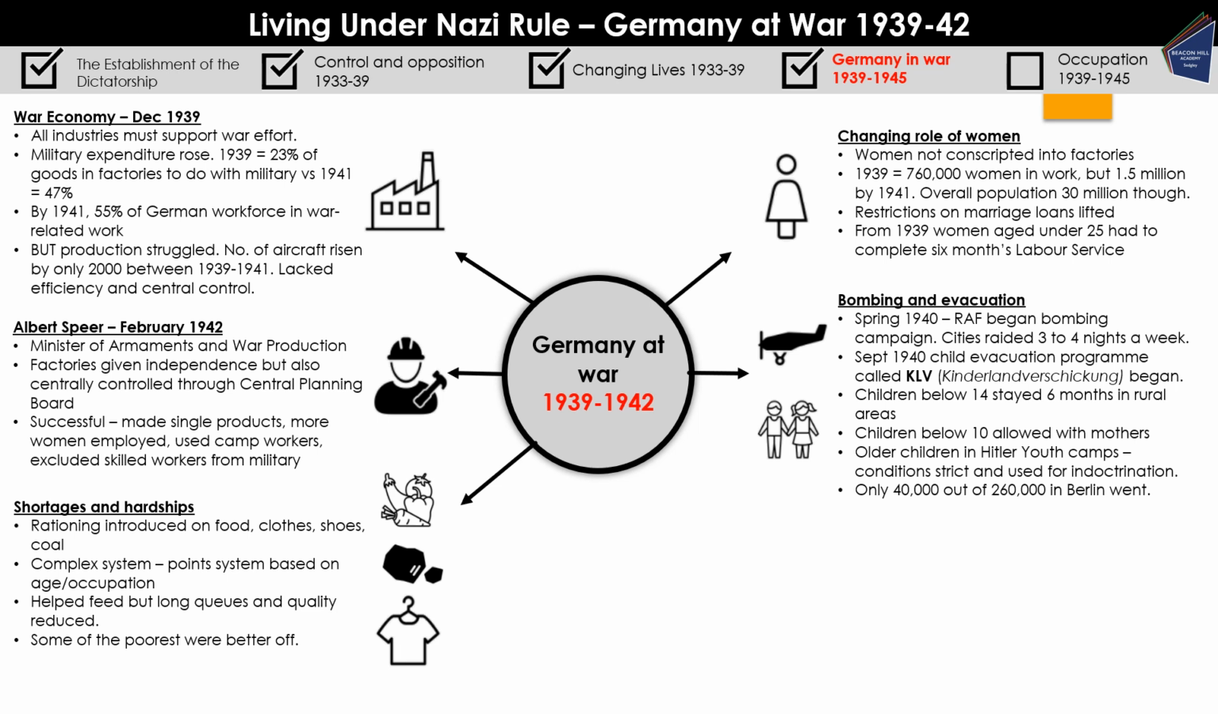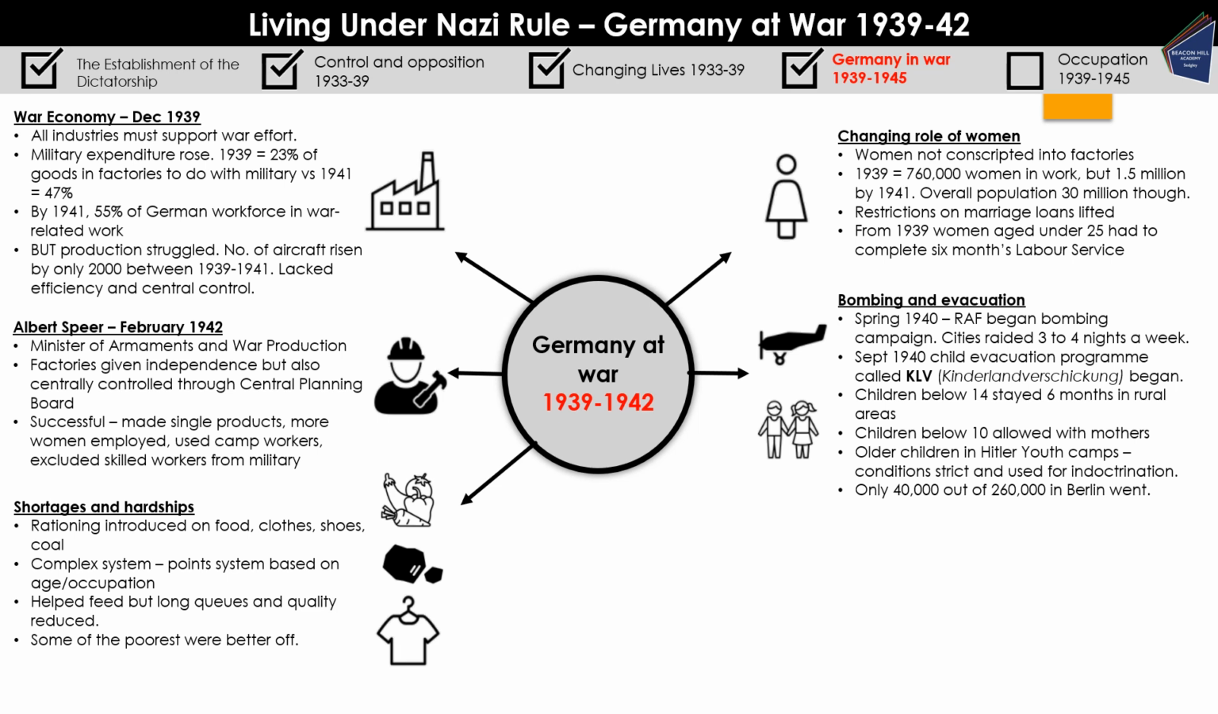A lot of parents did not want to use the KLV, whether that is because they wanted their children with them or that they were worried about the types of families that their children would be given to. The take-up for the KLV remained quite low. Children below 14 stayed for 6 months in a rural area if they were part of the KLV, and children below 10 were allowed to be accompanied with mothers in the hope that this would encourage more people to use the KLV.